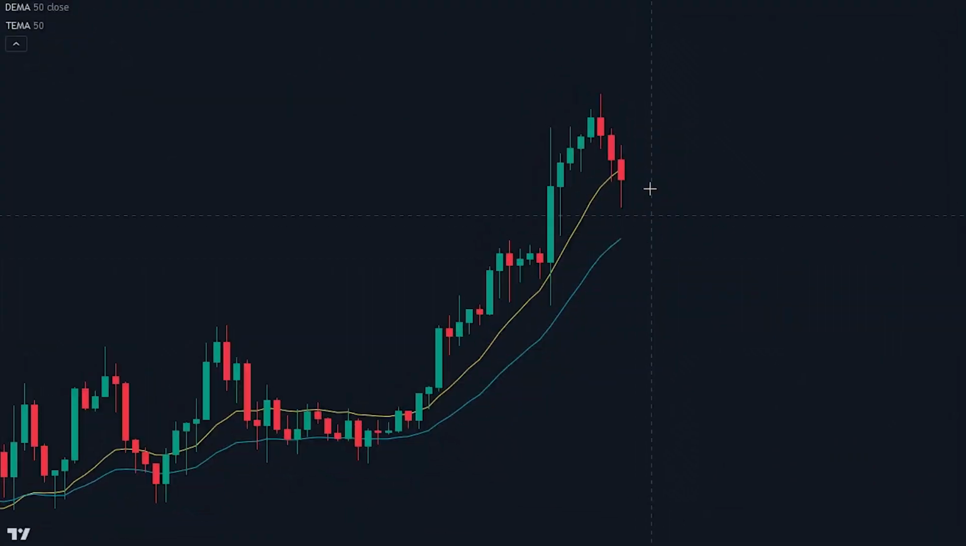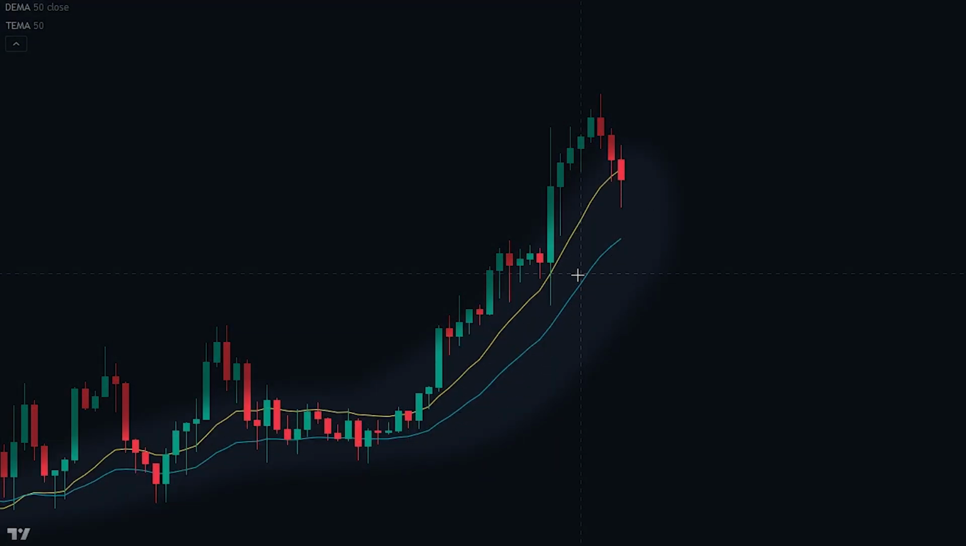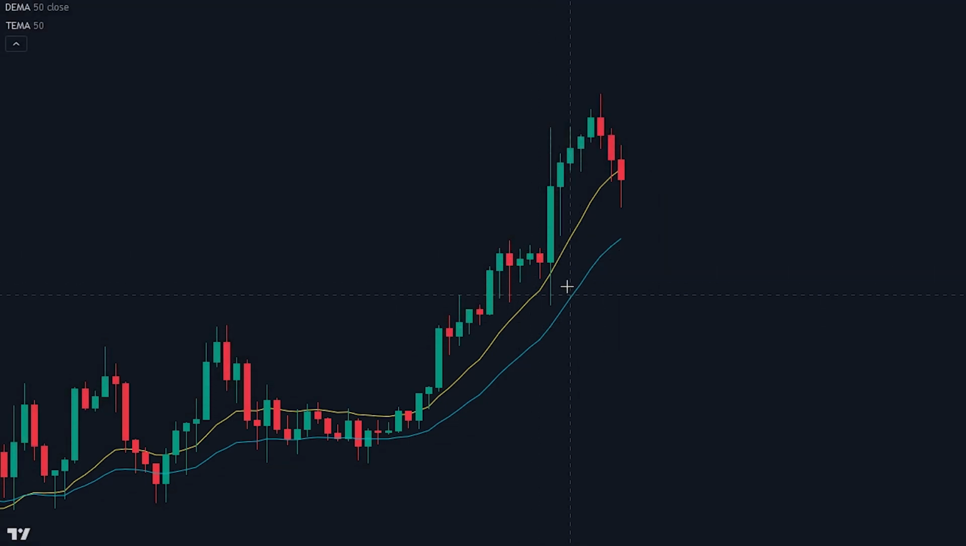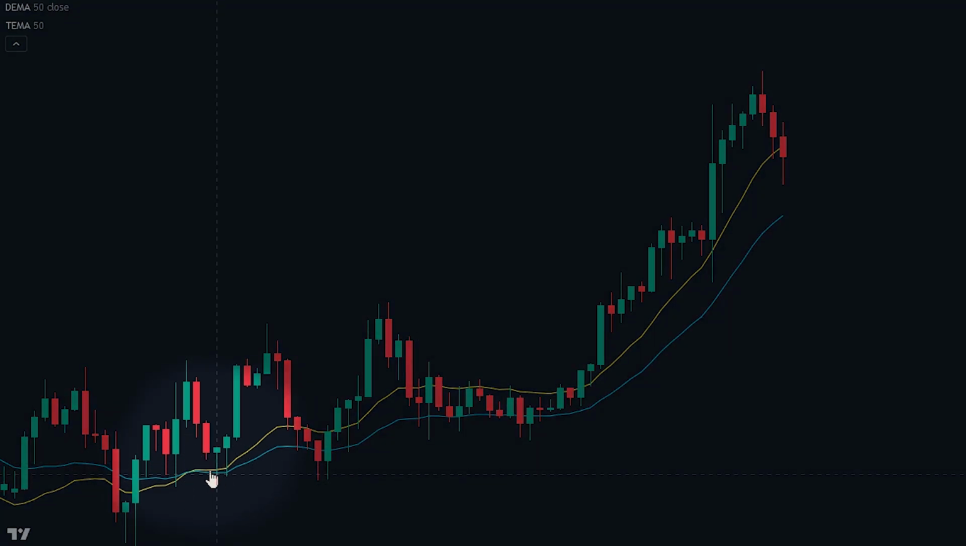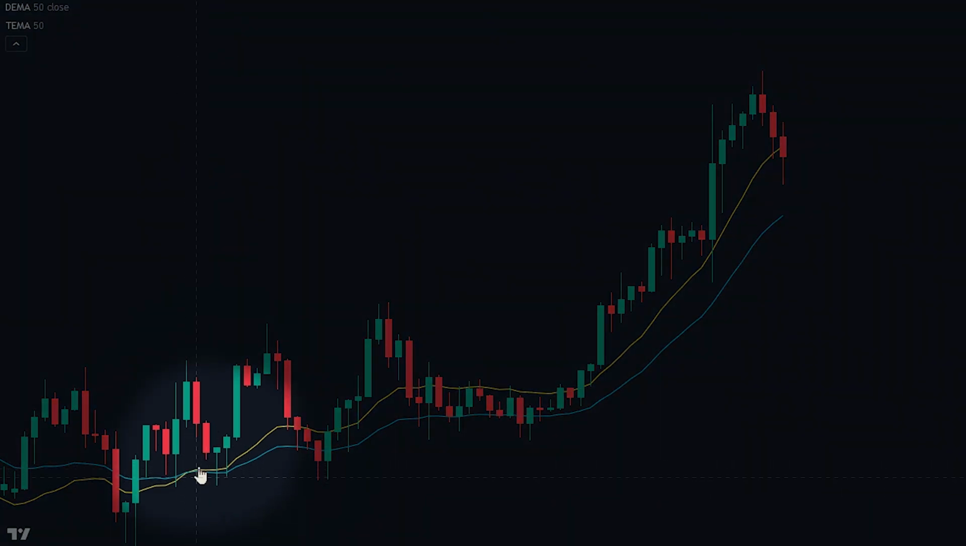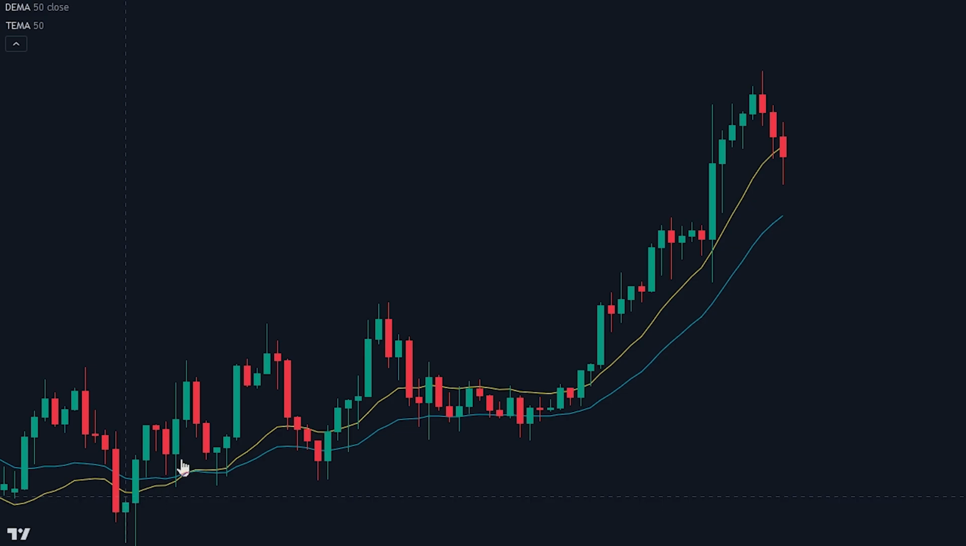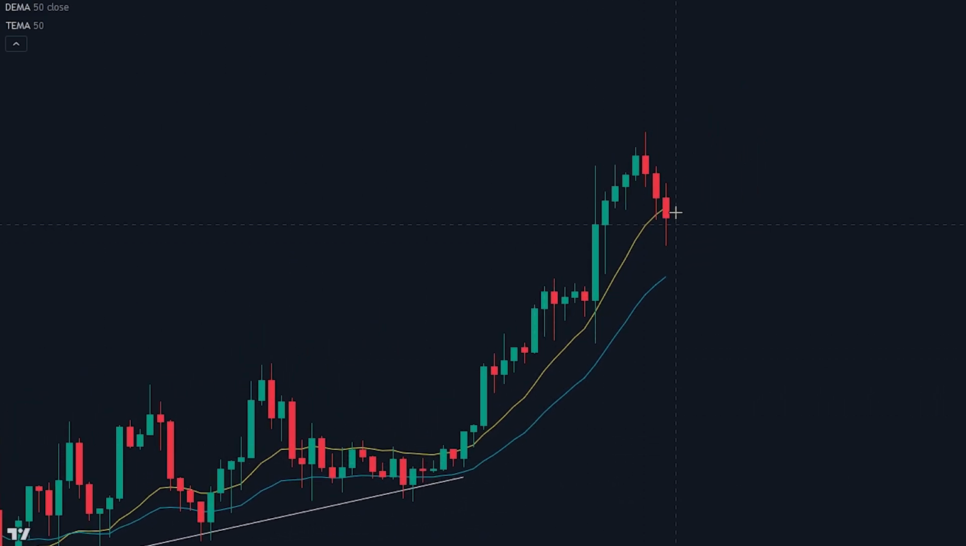For the first strategy, we will be using both the 50-period DEMA along with the 50-period TEMA. To enter into a buy position, we will first need for a crossover to occur where the DEMA crosses above the TEMA. After the crossover, we will need for the price to start moving in the upwards direction, showing us that an uptrend has begun. Once this has occurred, we will be looking for the price to pull back into the DEMA. We can see that this happened here.